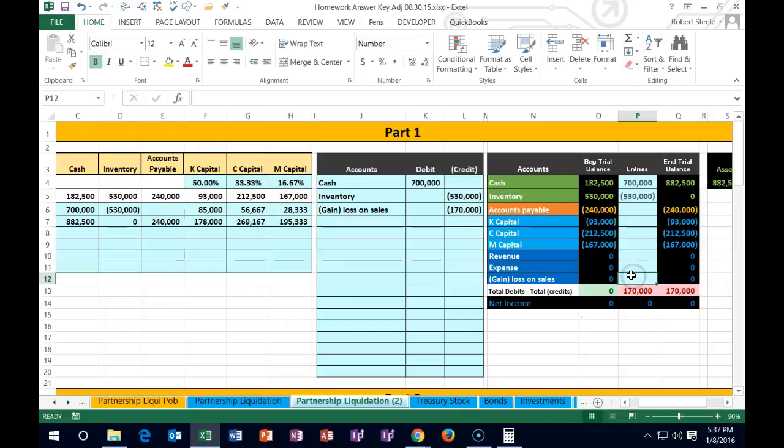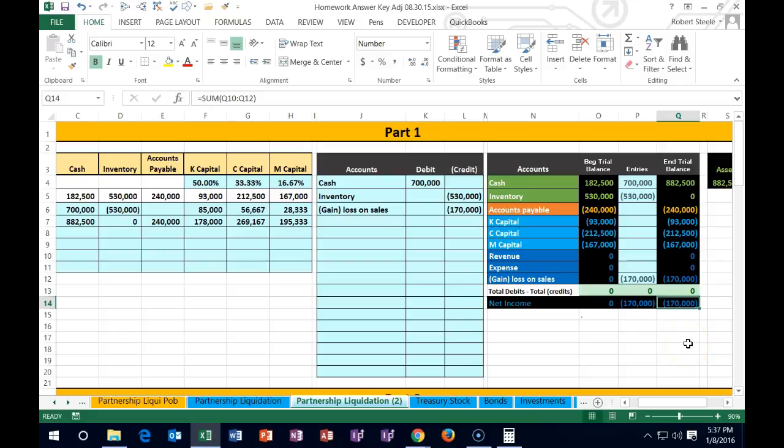So we're going to go to P12, and we're going to say equals and point to this 170, which is a gain. And that will increase this to 170, put us back in balance, put net income up. Net income is going up, and that is represented by a credit. Credits are kind of like good on the income statement, meaning it's a gain, not a loss.